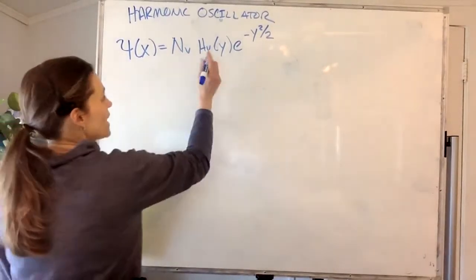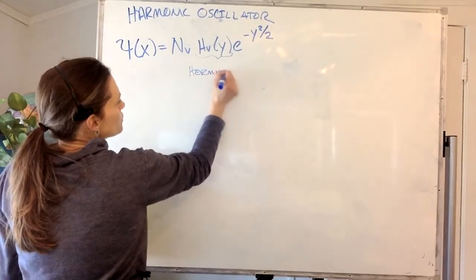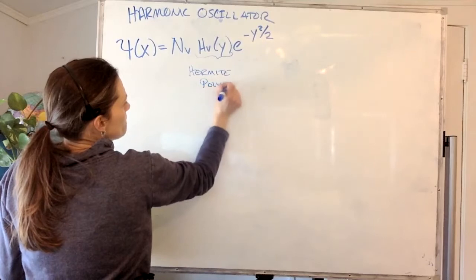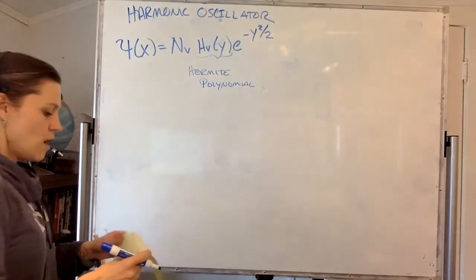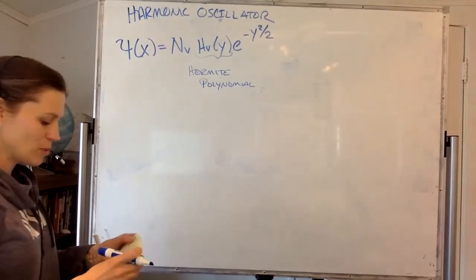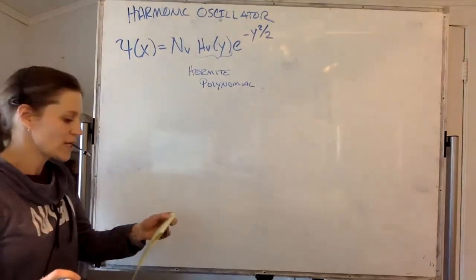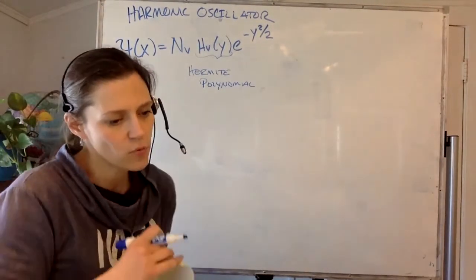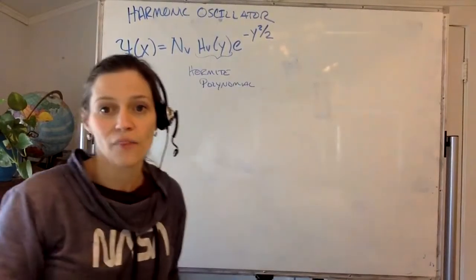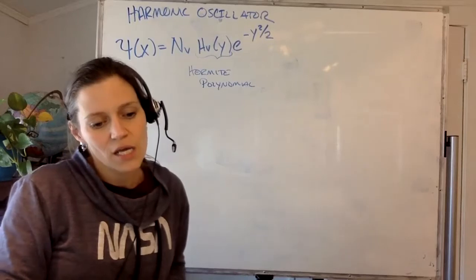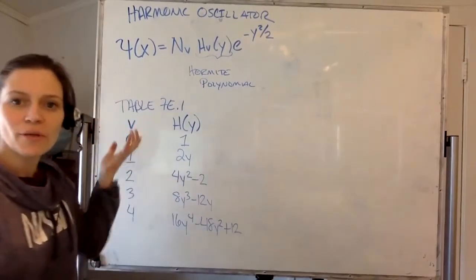But first, before we get to the Gaussian, I want to zoom in on this one. This is called a Hermite polynomial. Hermite polynomials are very convenient polynomials that have characteristics that are really important for us. I'm going to be writing table 7E.1 on the board, in the 11th edition. So if you want to jump to 7E.1, page 275. Okay, so here are the Hermite polynomials.